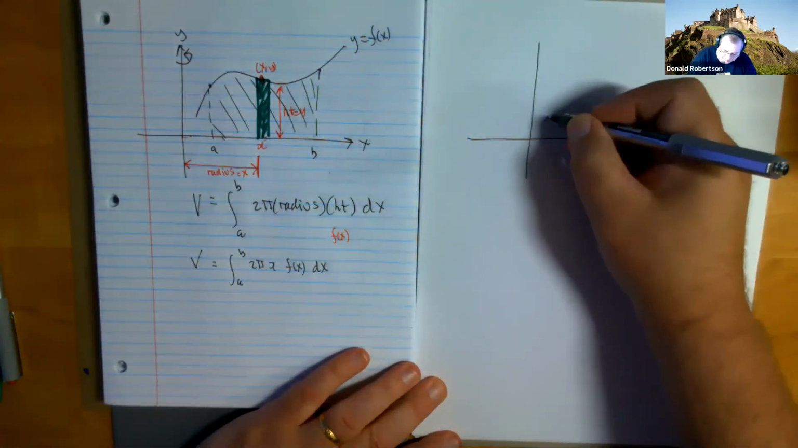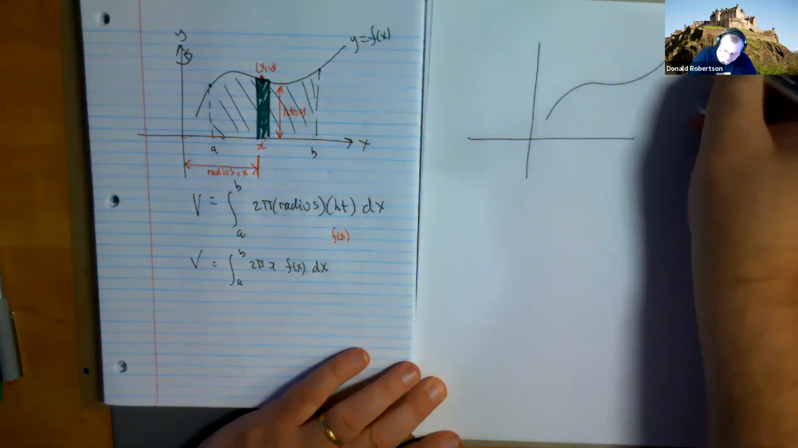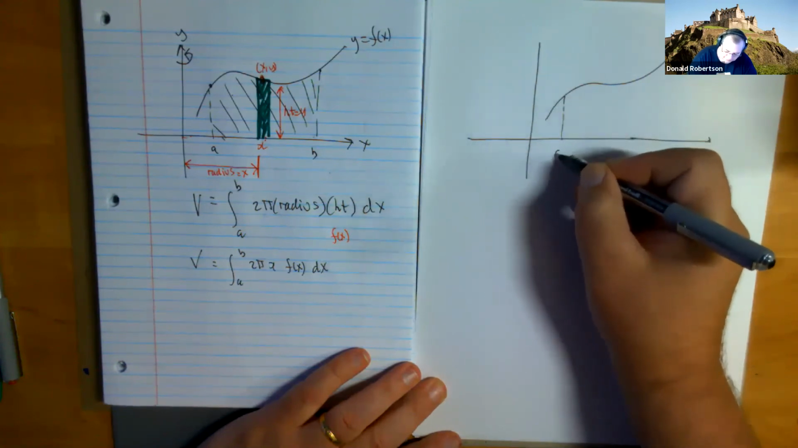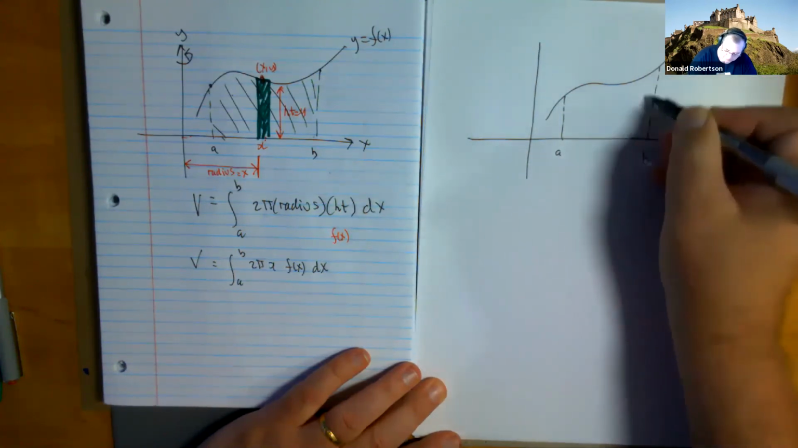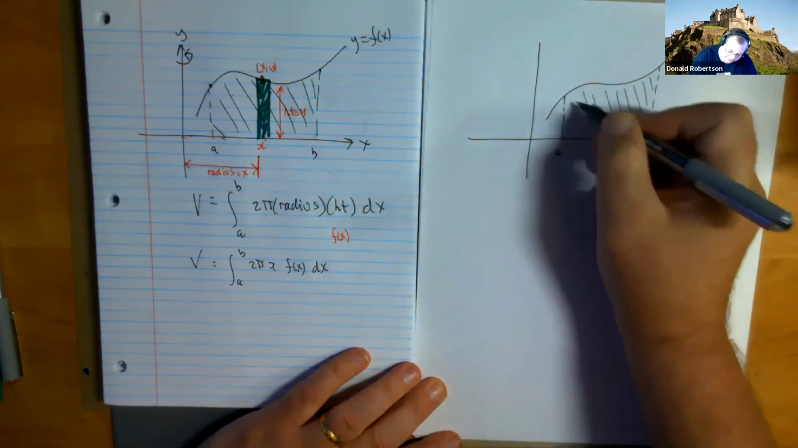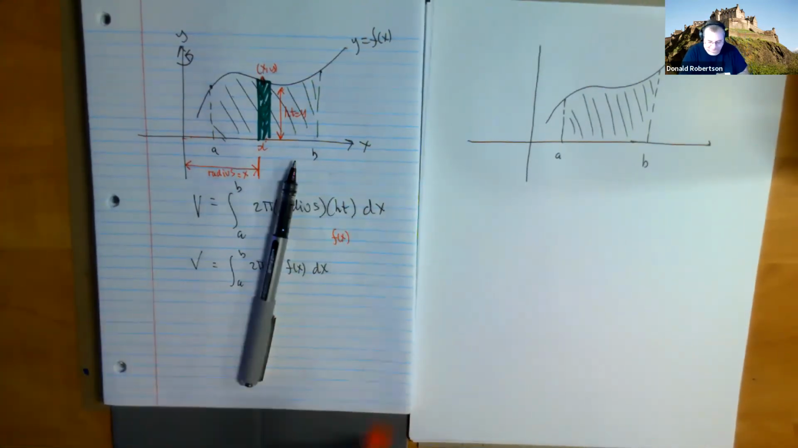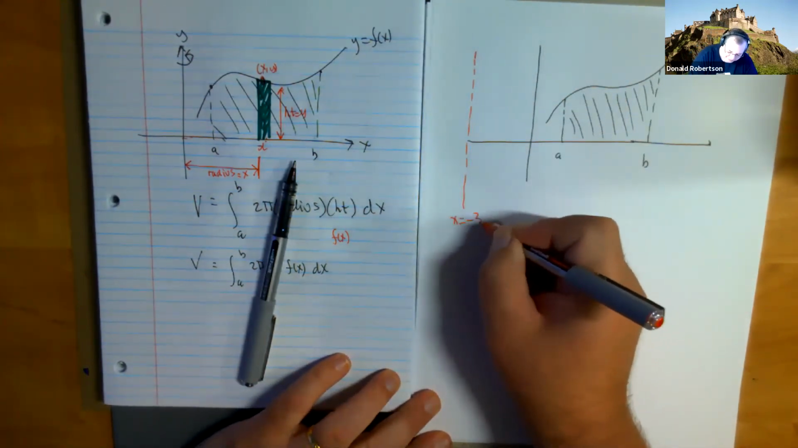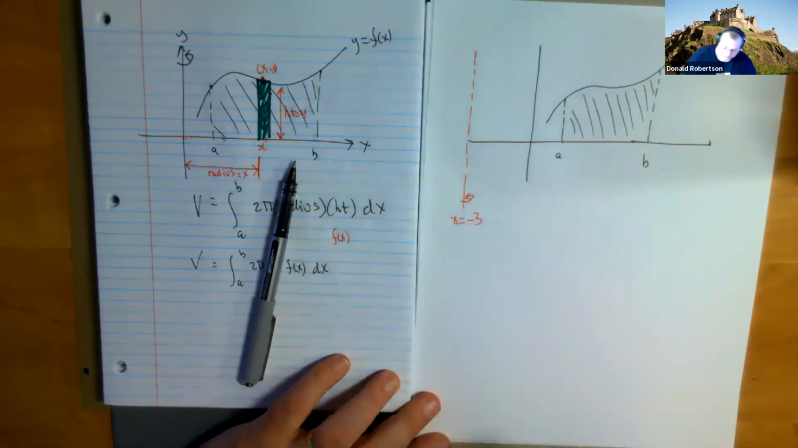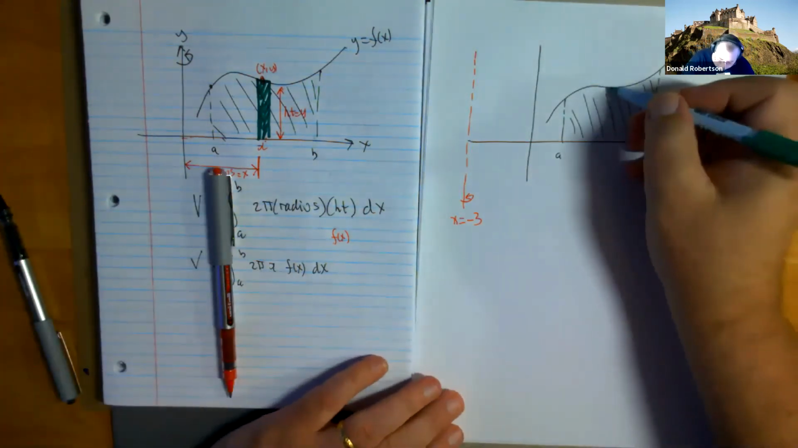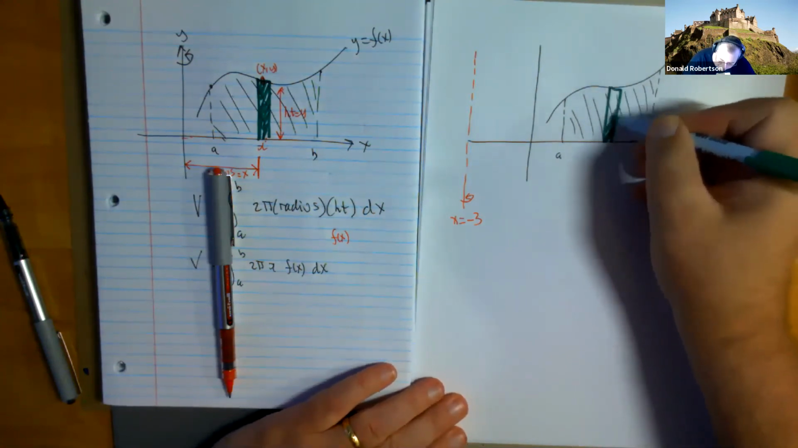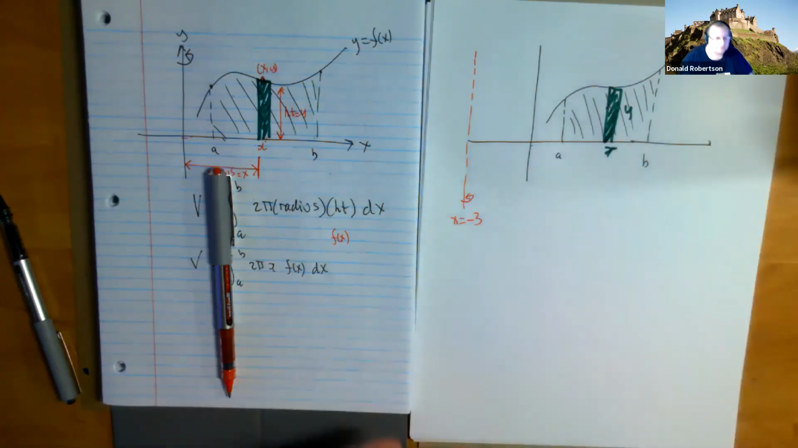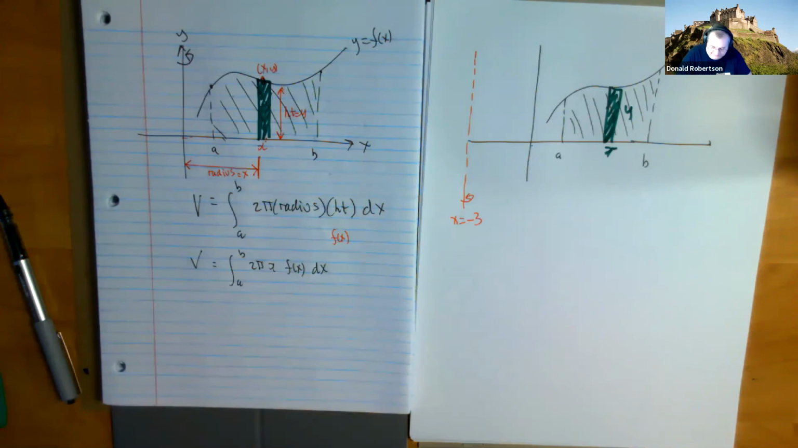Let's suppose I take the same function but I decide to rotate it about this line over here, which is what, x equals -3. If I put my little random rectangle, that distance there is x, this height here is y. Good. Let's see what we get now.